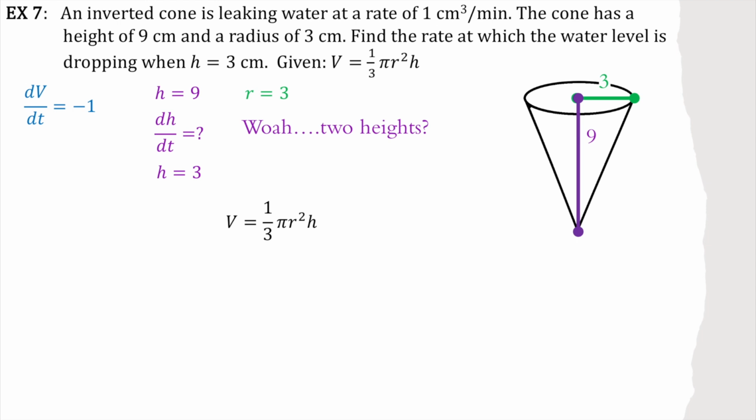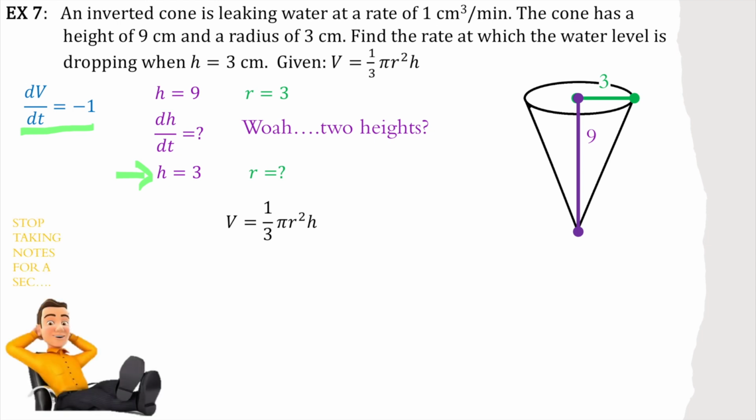Whoa, wait a second. Why do we have two heights? Well, we want dH/dt when the height is 3. So that's the h we'll use, but then is there an r that goes with it? Okay, put your pencil down. Literally stop taking notes for a second. Just watch, because I need to show you something.